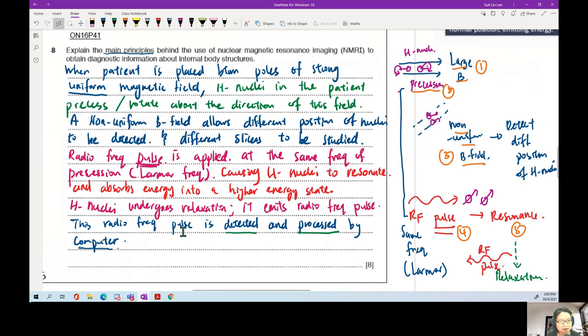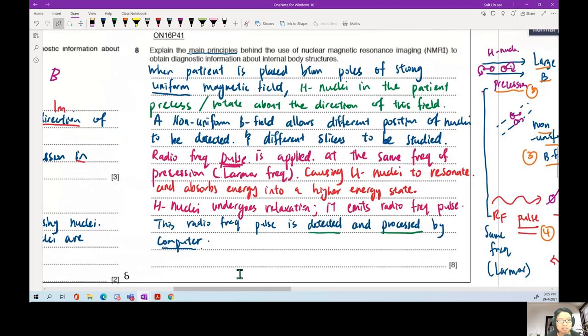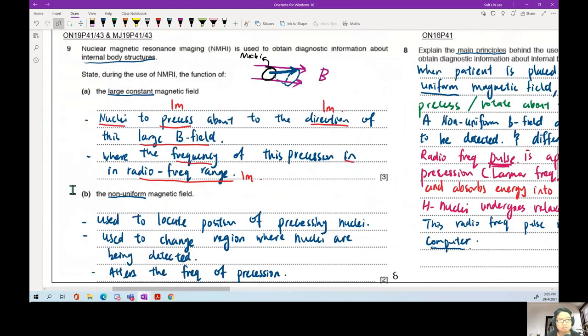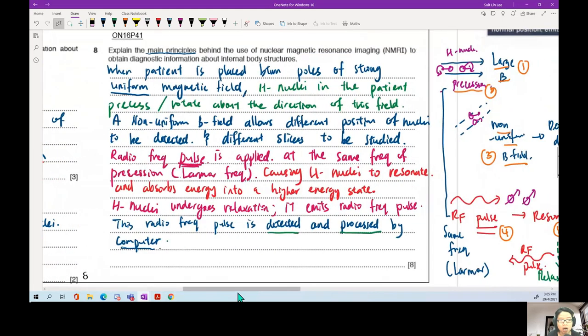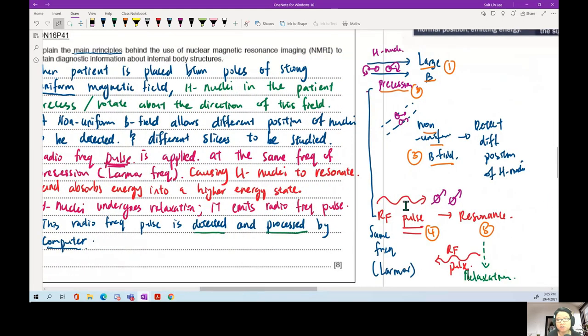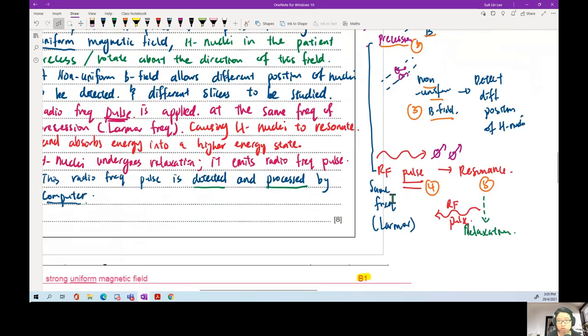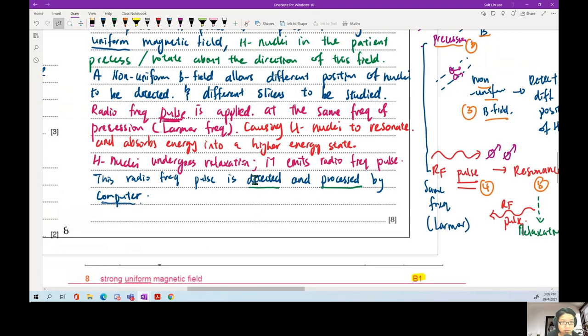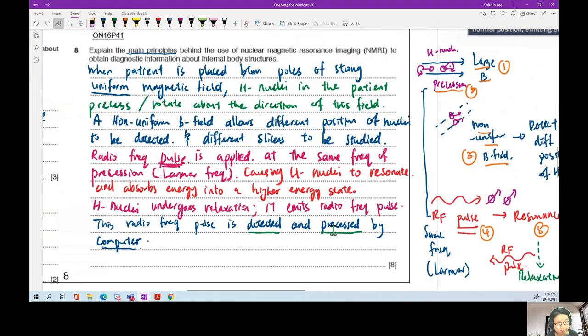Okay, so this is the MRI. All essay. So the only previous forms of essays are either this or this. Why you use a large magnetic field, why a non-uniform magnetic field. I guess they could also ask, explain the purpose of the radio frequency pulse. This one would be to cause the hydrogen nuclei to resonate and absorb energy into a higher energy state. They can ask different parts of this. But if you understand this, breaking it down should be okay.